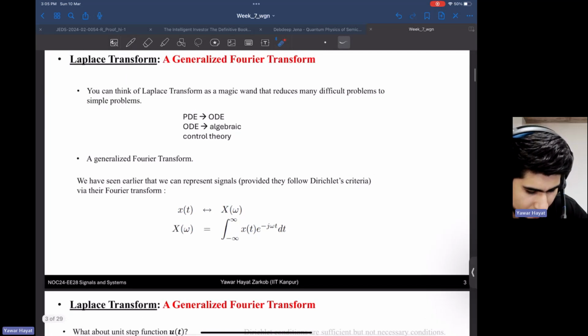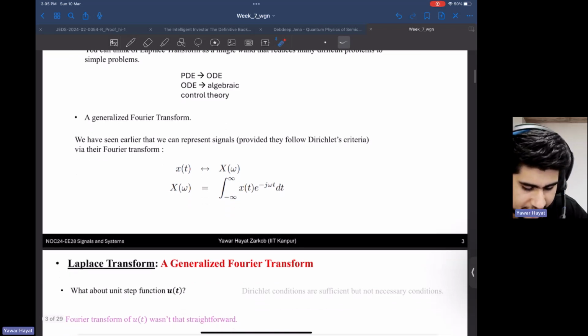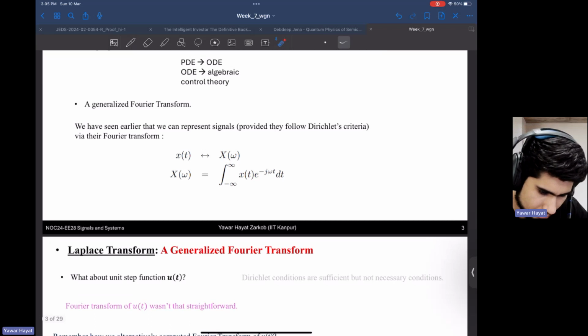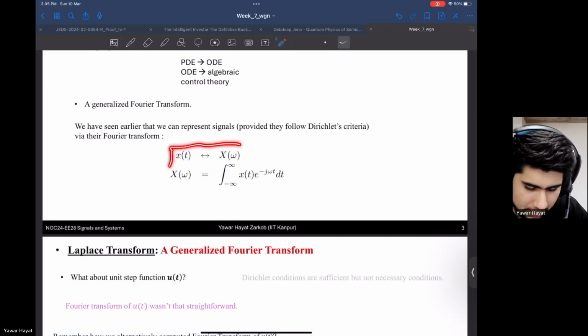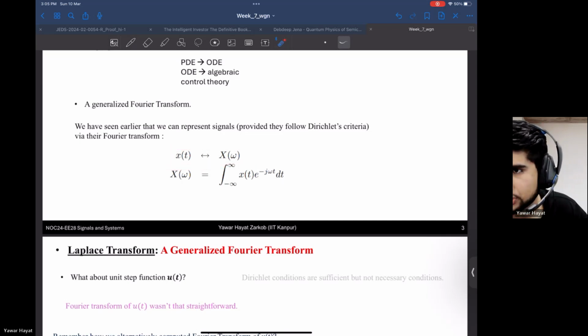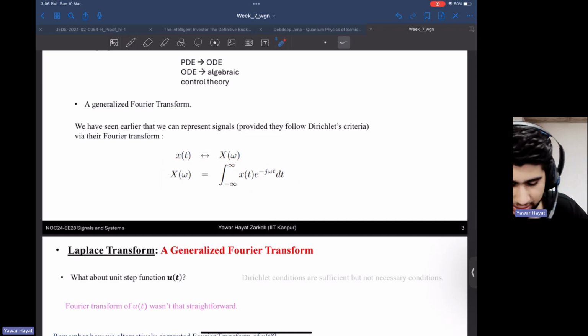And we can think of this Laplace transform as a generalized Fourier transform. We have seen earlier that we can represent signals via their Fourier transform, provided they follow Dirichlet's criteria. So if the signal follows Dirichlet's criteria, then for that signal, we can write its corresponding Fourier transform X of omega, which as per definition is given by this, right? This is what we know so far.